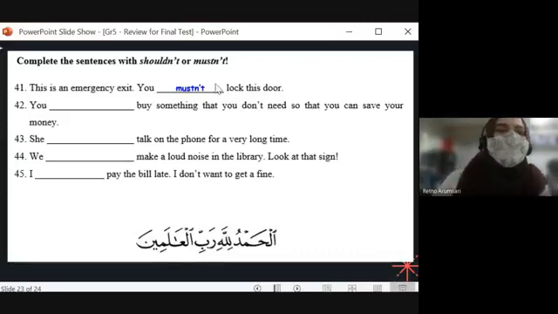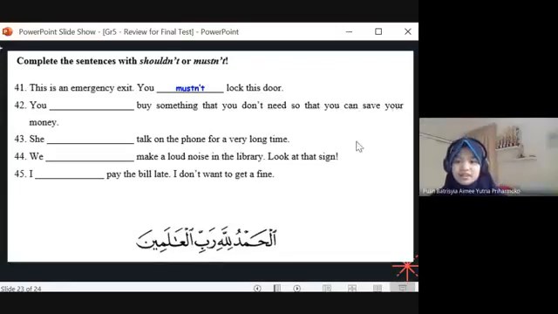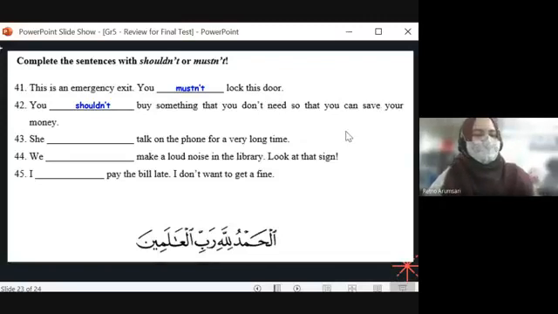All right. Number 42. You shouldn't buy something that you don't need so that you can save your money. What do you think? Shouldn't. Yes, that's advice, right? You shouldn't buy something that you don't need so that you can save your money. It's up to you though.